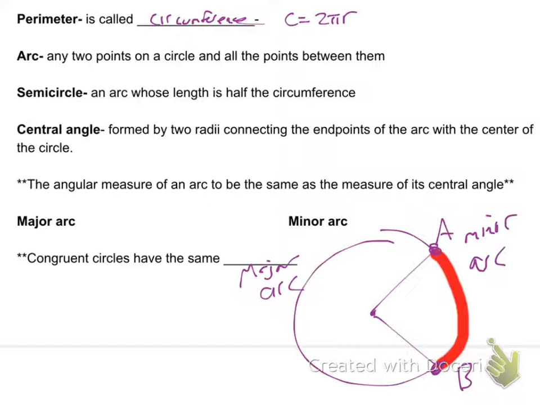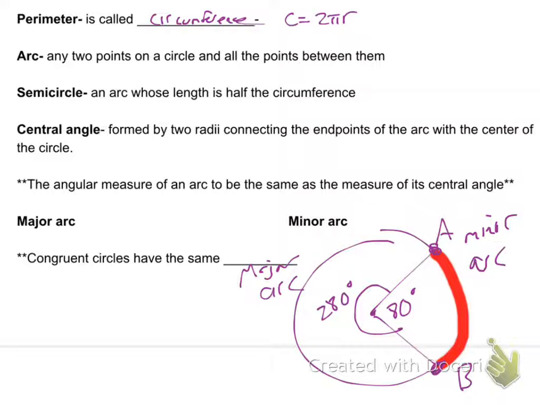Most of the time when we're dealing with arcs and angles, we talk about the minor one. It's the one in question. But don't forget that if you call this something like 80 degrees, there also is one on the back side of 280 degrees. Because they have to add up to what? 360.